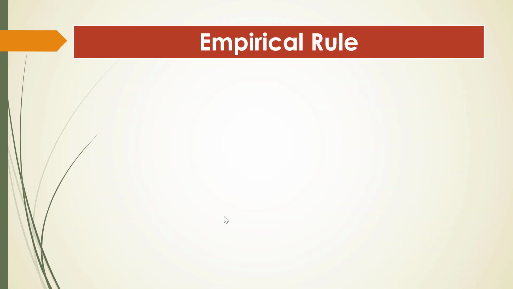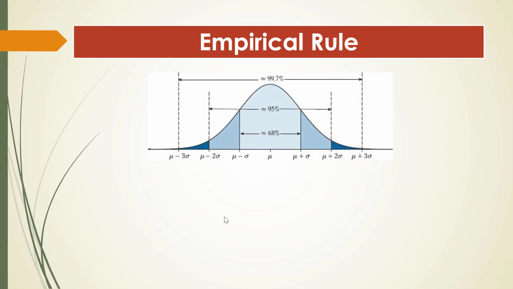And one of the properties of the normal curve that is remarkably important is the empirical rule. Here, we consider a normal curve. So the normal curve is symmetric, unimodal, and centered at mu. The empirical rule is applied for only the normal curve.